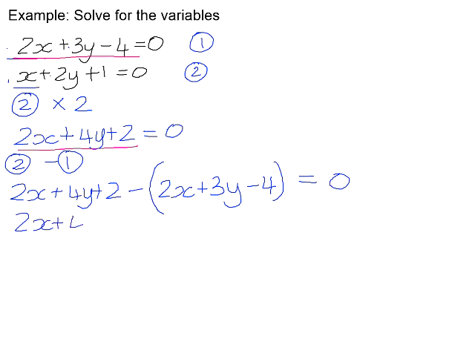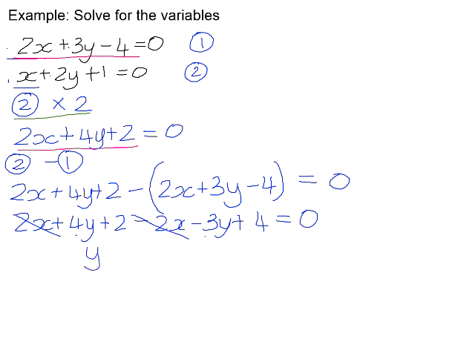If we now get rid of those brackets by distributing the negative into the brackets, the signs of all the terms in the brackets will change. And now you can see that the 2x minus the 2x gives you 0. If you hadn't started off by multiplying the equation through by 2, you wouldn't have been able to get those two things to add up to 0. So we're left with 4y subtract 3y, which is y. 2 add 4 is 6. And that means that y is equal to negative 6.